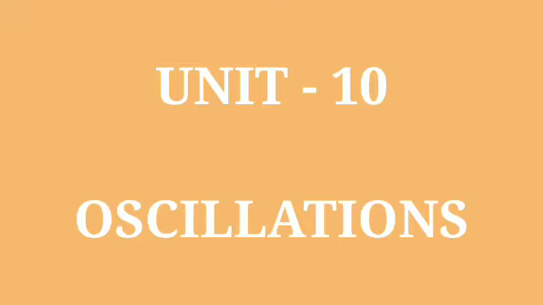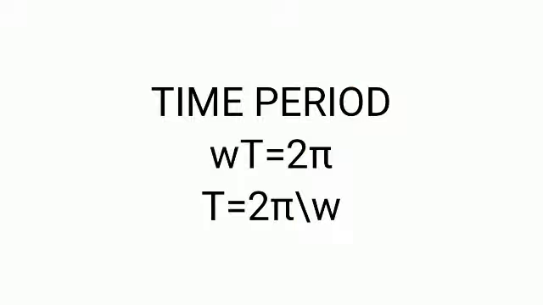Students, today's topic is on oscillations, unit 10. Time period. The time period is defined as the time taken by a particle to complete one oscillation. It's usually denoted by T. So, omega T is equal to 2 pi. So, T is equal to 2 pi by omega. So, for one complete revolution, the time taken is small t is equal to capital T.